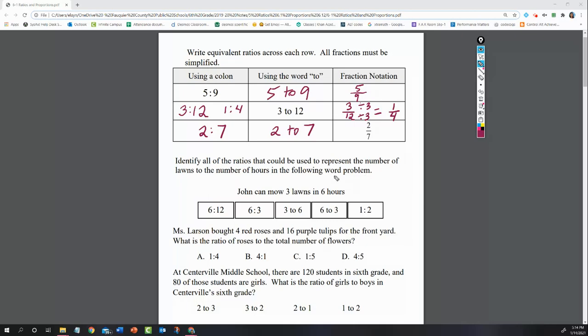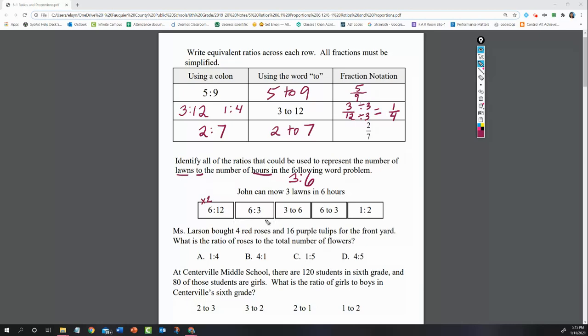What we have to care about is that it has the order lawns to hours. So we always have to make sure that it's the number for lawns first and the number for hours second. So it says John can mow 3 lawns in 6 hours. And an equivalent ratio to 3 to 6 would be 6 to 12 because I could multiply 3 times 2 and get 6, and 6 times 2 would be 12. So times 2 would give me 6:12.